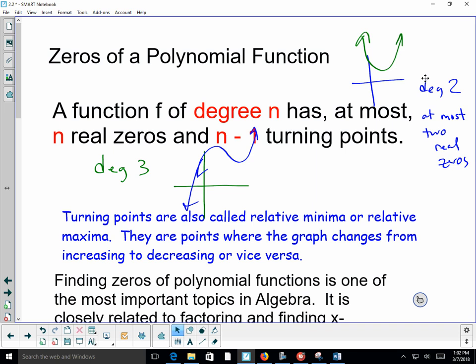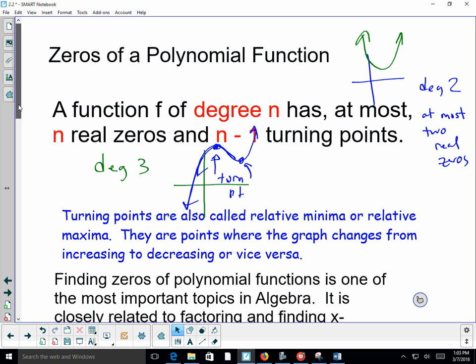How many turning points does this have? 2, because it's changing. Here's a turning point right here. Here's a turning point here. From when it's going up to where it starts going down is a turning point. That's a turning point, and so is this one. Turning points are also known as relative minima or relative maxima. They're points where the graph changes from increasing to decreasing or vice versa.